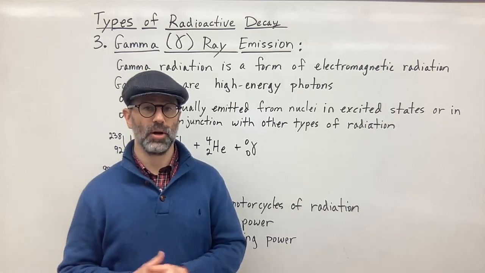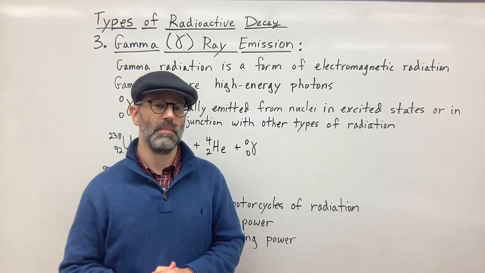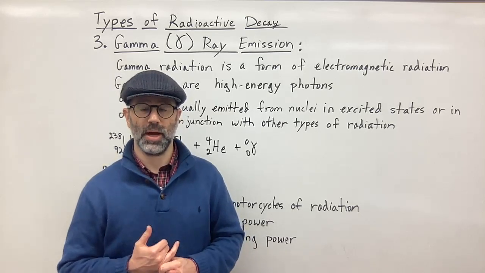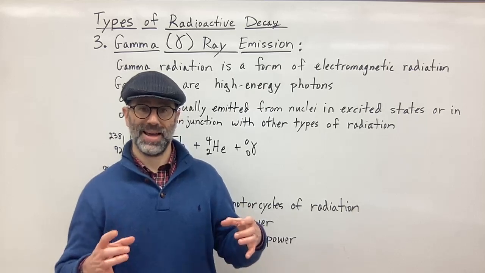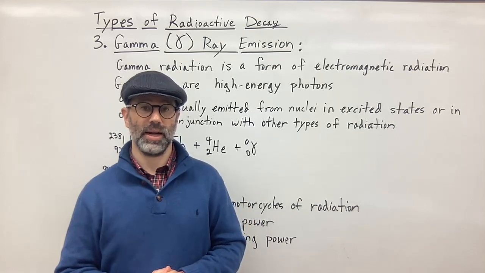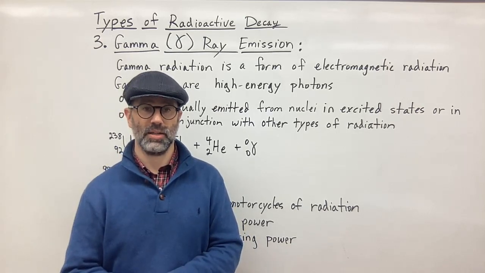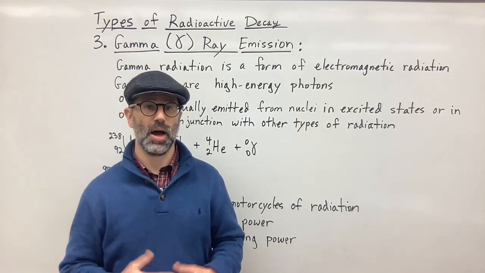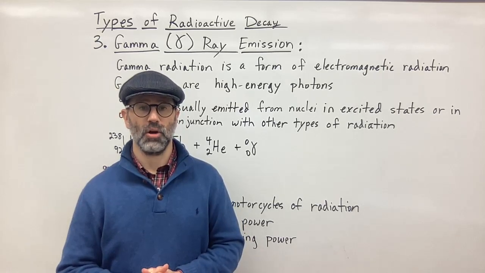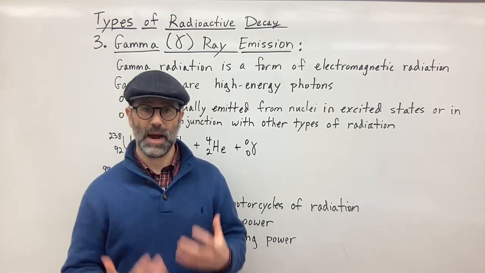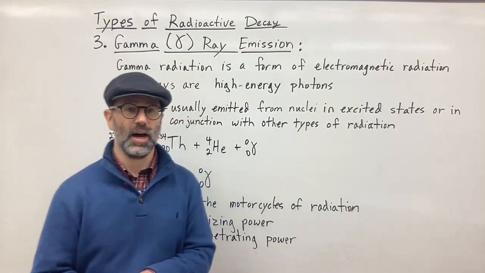But for gamma particles, they have such a high penetrating power that in order to block them, you need a few inches of a thick metal like lead, or a few feet of concrete. So those are the things you need in order to block the gamma radiation. So that's it for gamma radiation. Next, we're going to talk about positron emission.